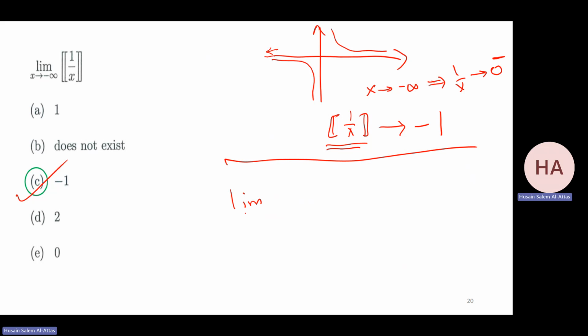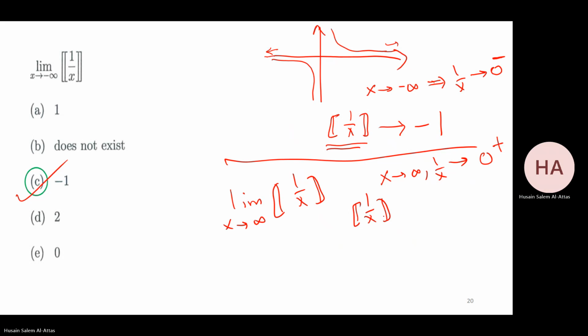Just assume I want to find the limit as x goes to infinity for the same function. It's not part of this question, but we can do this. Notice x goes to infinity, 1 over x goes to 0, but here 0 is plus. So the greatest integer of 1 over x goes to the greatest integer of 0 plus. 0 plus means 0.001. That will be 0.